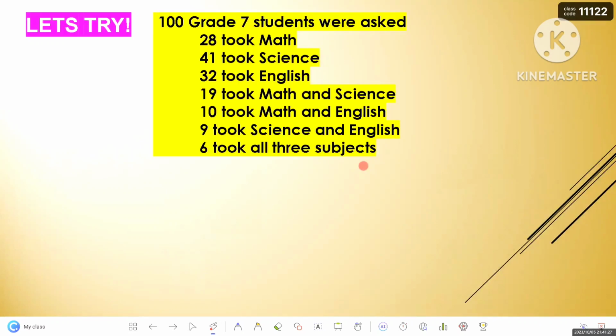Okay? Now, let's try this example. Kayo naman. 100 grade 7 students were asked. 28 students took math. 41 students took science. 32 students took English. 19 students took math and science. 10 students took math and English. 9 students took science and English. And 6 students took all 3 subjects.